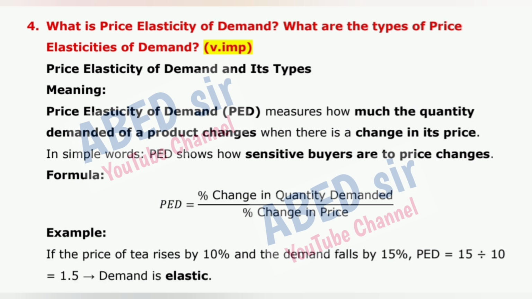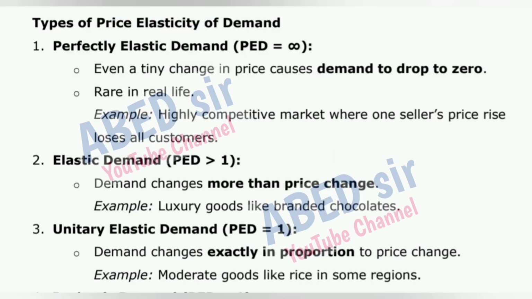Demand is elastic. Types of price elasticity of demand. Perfectly elastic demand, PED is equal to infinity. Even a tiny change in price causes demand to drop to zero. Rare in real life. Example: highly competitive market where one seller's price rise loses all customers.